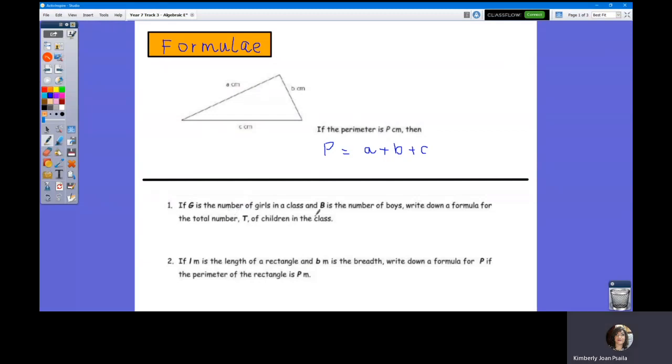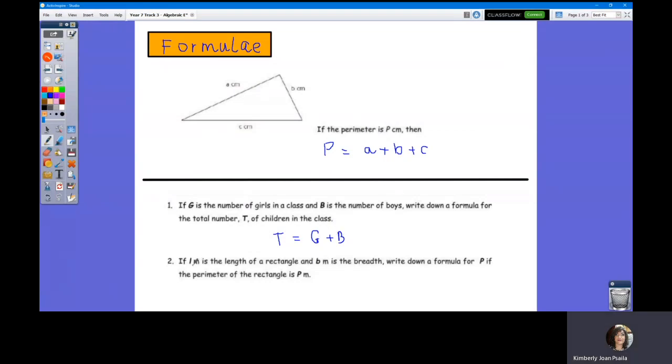If G is the number of girls in a class and B is the number of boys, write down a formula for the total number T of children in the class. So the total number, T, equals... now in a class you can find girls or boys, so we have to add the number of girls represented by G and the number of boys. And there you have your formula. So T, meaning total number of children, is equal to girls G plus boys B.